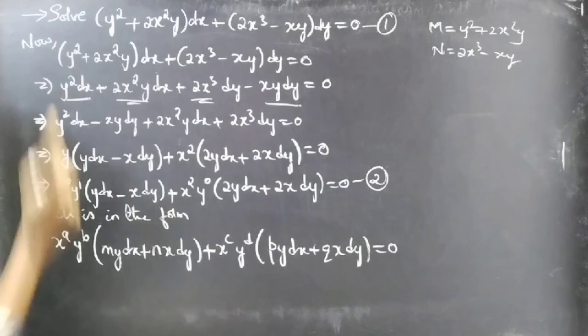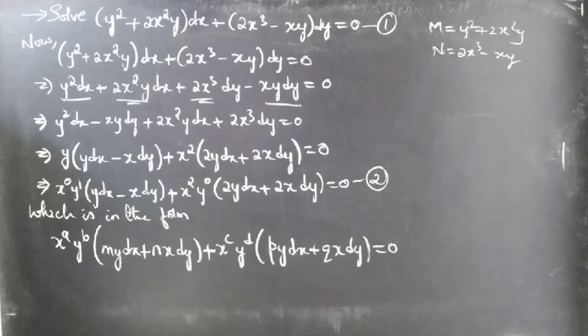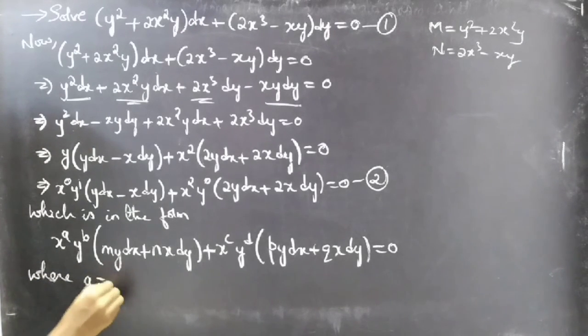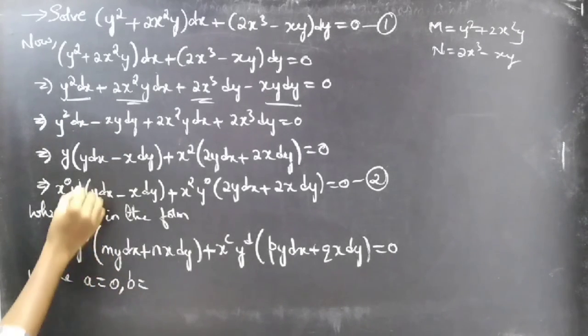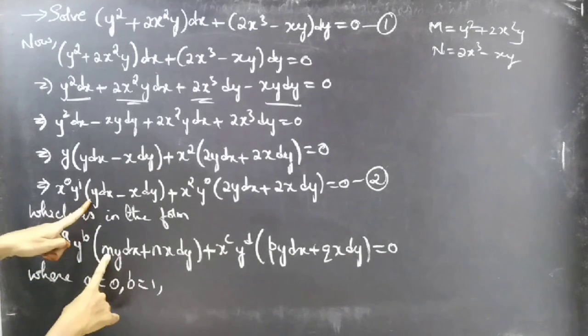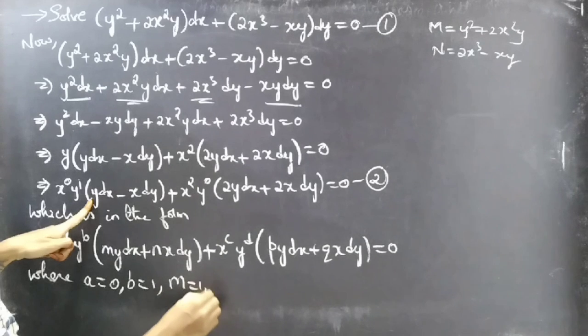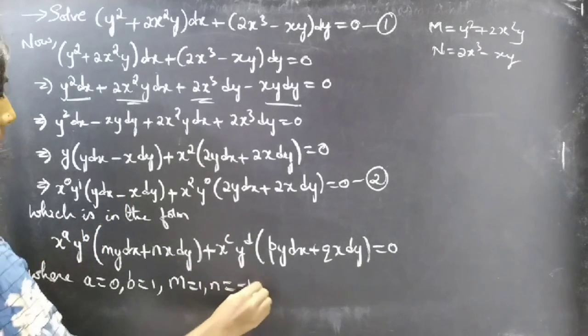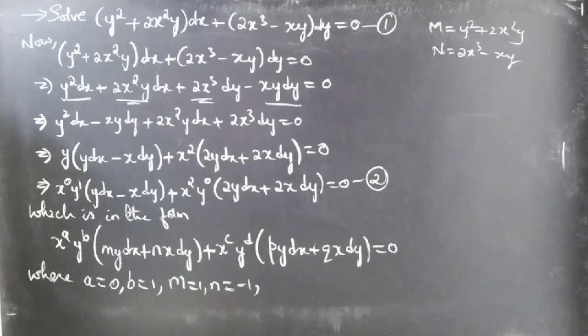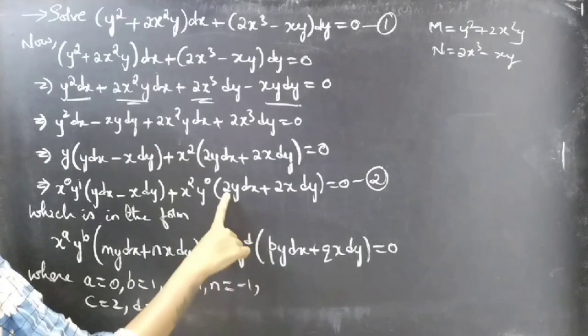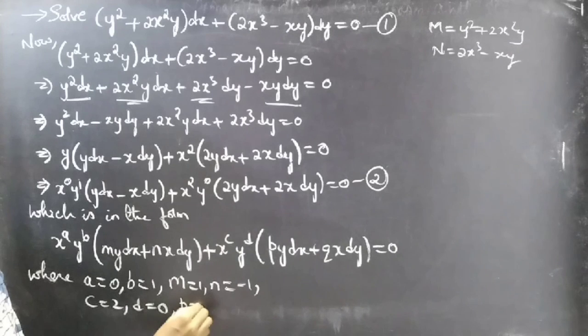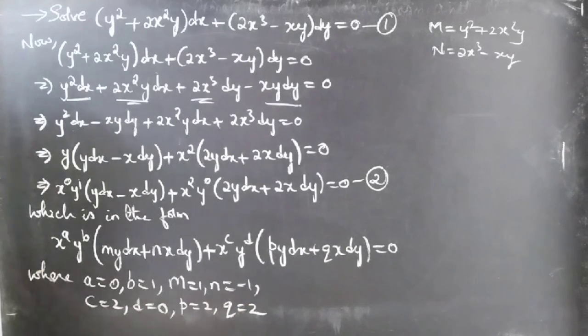Since we have written the given differential equation in this form, here our integrating factor will be x power alpha and y power beta, where a equal to 0, b equal to 1, m equal to 1, n equal to minus 1, c equal to 2, d equal to 0, p equal to 2, q equal to 2. Right?